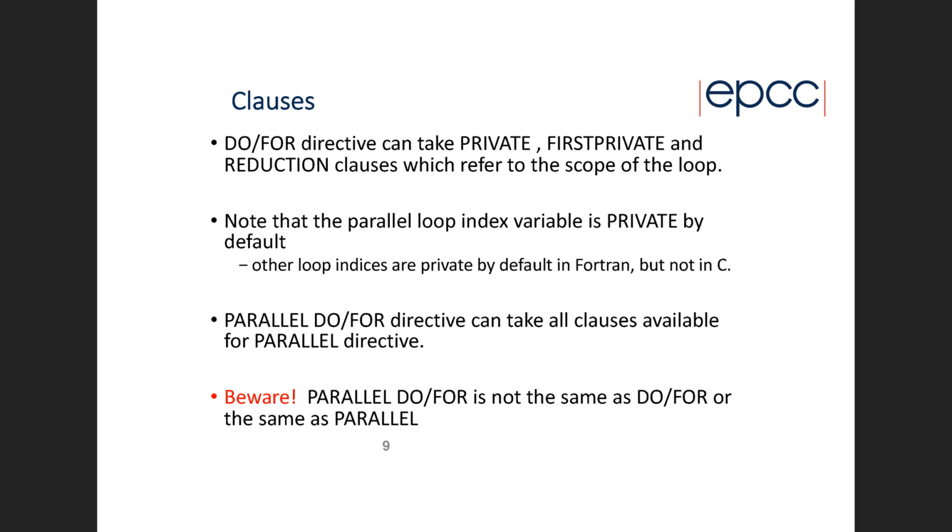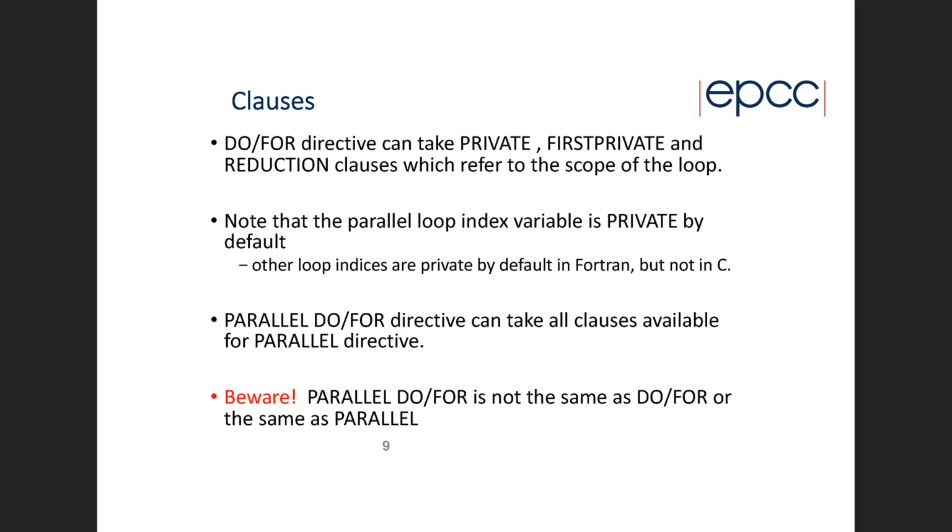The parallel loop index is private by default, so you don't have to declare it as such, though you won't get any complaints if you do. It's fine if you want to, but you don't need to. And as I mentioned before, other loop indices, so if it's other loops which are not the parallel loop, are private by default in Fortran, but not in C. So that's a possible trap you can fall into.